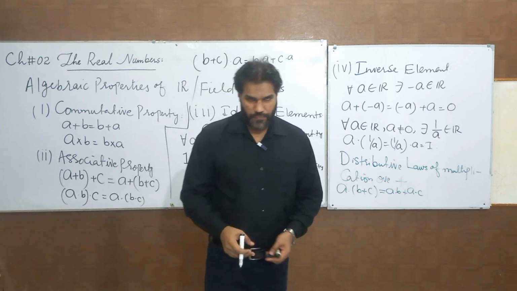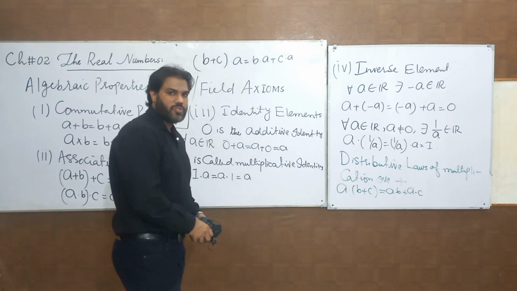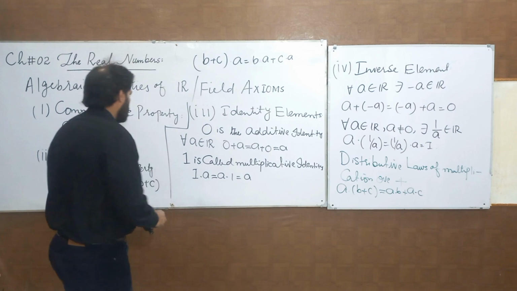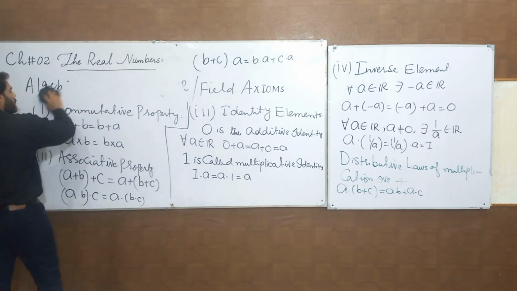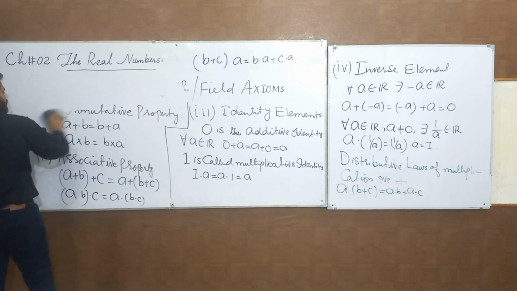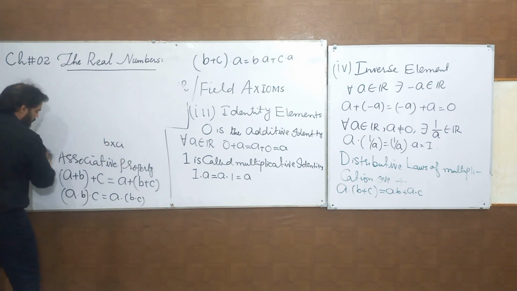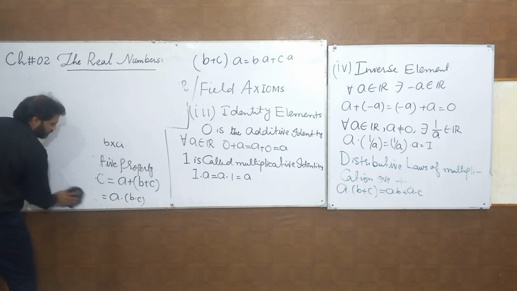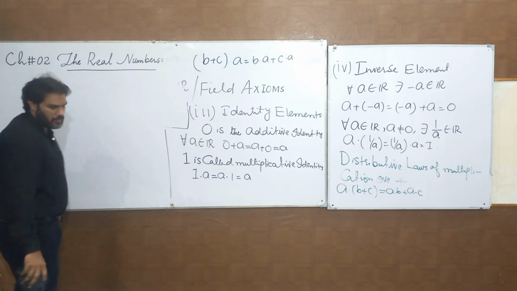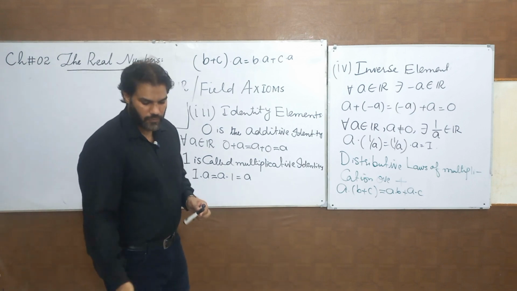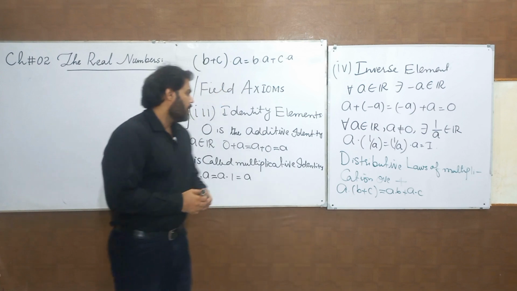So the set of real numbers R satisfies these 9 axioms, and these 9 axioms are called the axioms of the field. In some textbooks, you will find there are 11 axioms for a field.